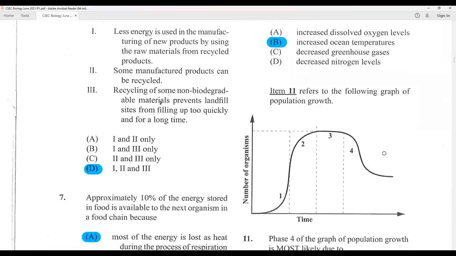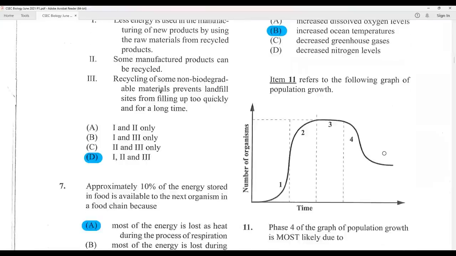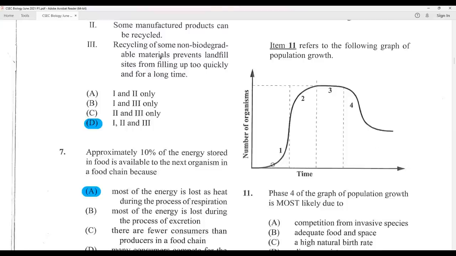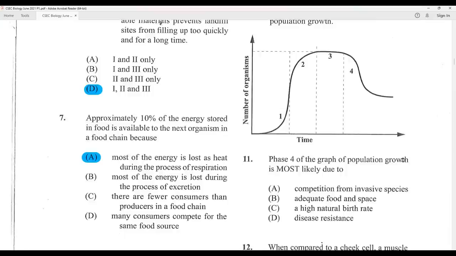Item 11 refers to the following graph of population growth. We see the graph growing up and then it coming down in section 4. Phase 4 of the graph of population growth is most likely due to some event that causes the population to decline. All right, so that would be competition from invasive species. The others will cause the population to go up, not to decline.